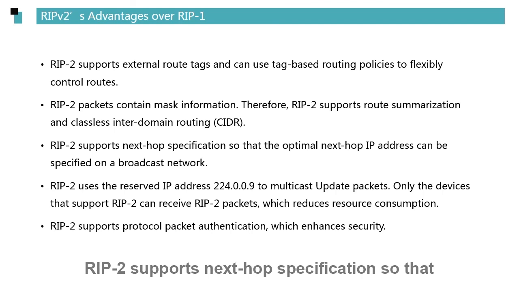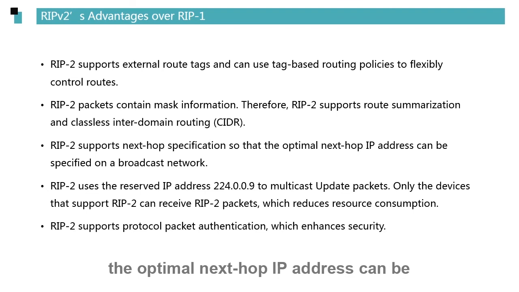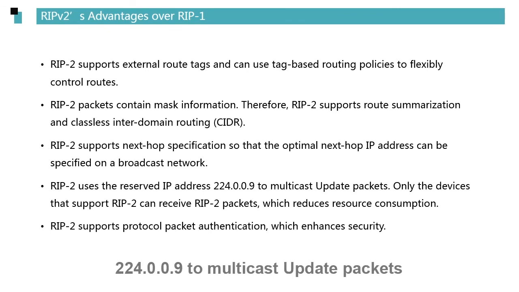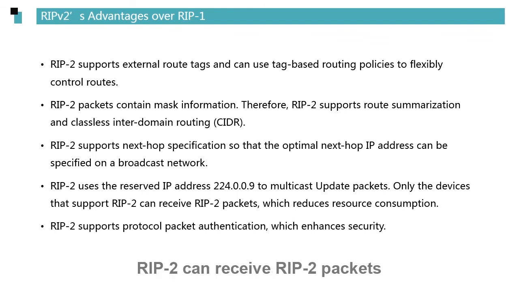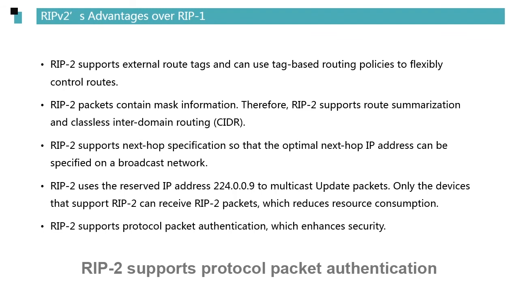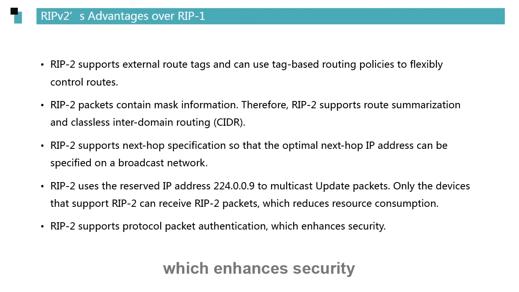RIP2 supports next hop specification so that the optimal next hop IP address can be specified on the broadcast network. RIP2 uses the reserved IP address 224.0.0.9 to multicast update packets. Only the devices that support RIP2 can receive RIP2 packets, which reduces resource consumption. RIP2 supports protocol packet authentication, which enhances security.